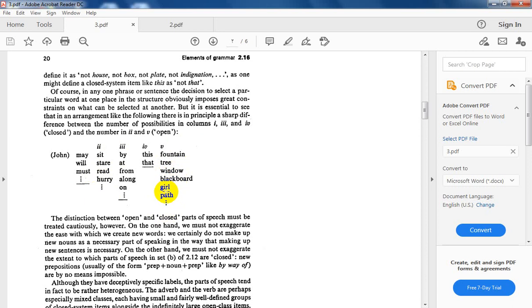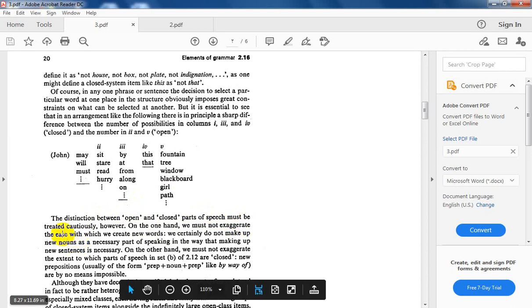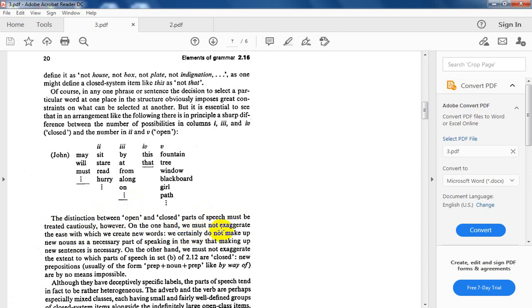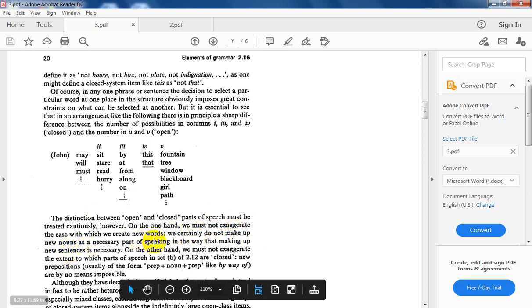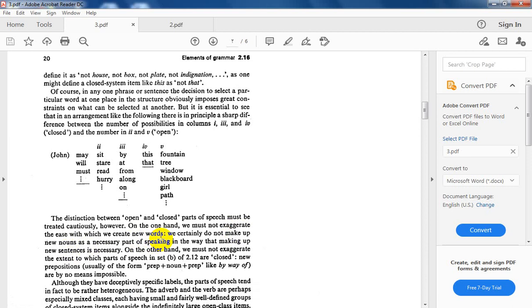Now let us make some sort of distinction between open and closed. The distinction between open and closed parts of speech must be treated courteously. However, on the one hand, we must not exaggerate the ease with which we create new words. I am not saying that the nouns you can create, you can invent, you can add. It is not that easy.